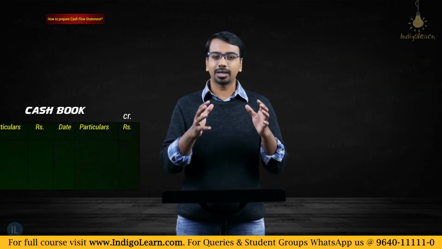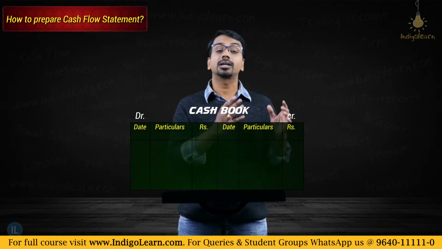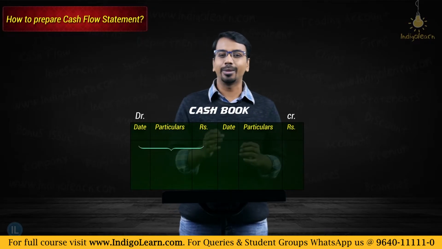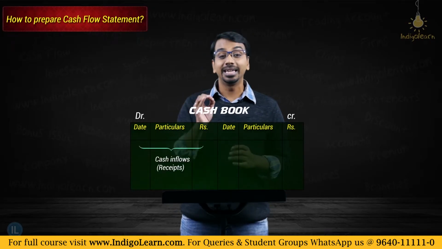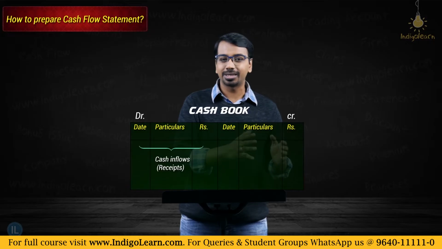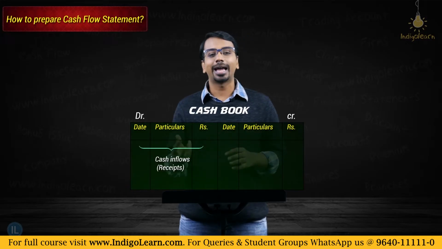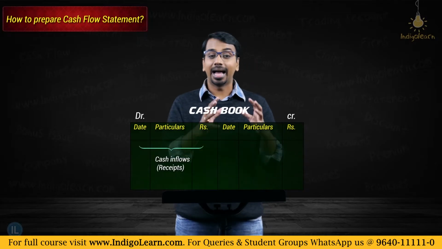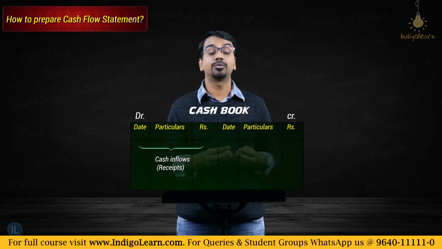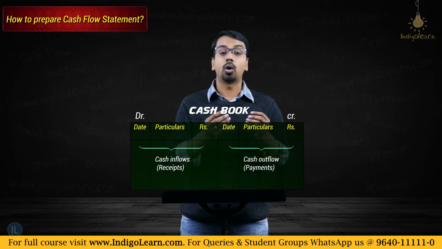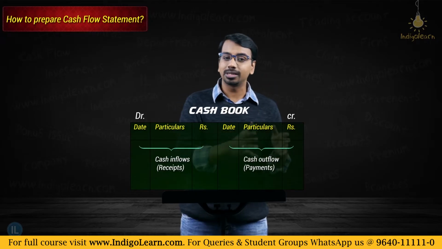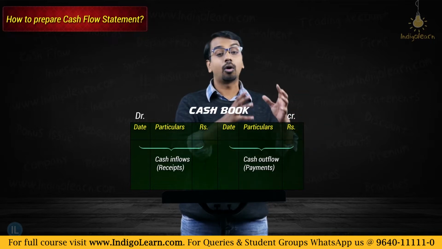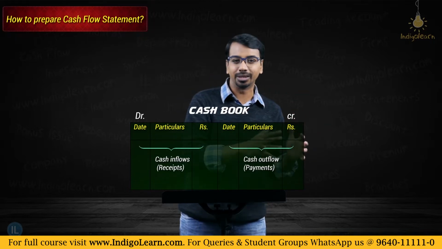Now, to visualize what a cash flow statement is, you can have a look at a cash book. In a cash book, what all do you capture? On the debit side of the cash book or the cash account, you will capture all the receipts or inflows, all the money which has come into the business. And on the other side, you will capture all the outflows, all the payments, right? On one side, you have all the receipts, all the inflows. On the other side, you have all the outflows, all the payments.